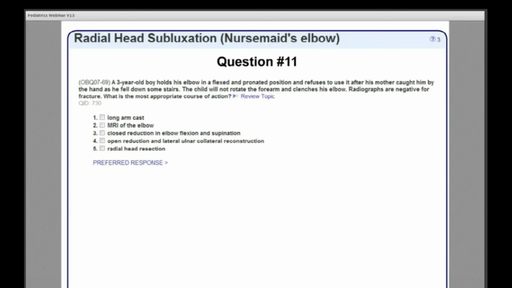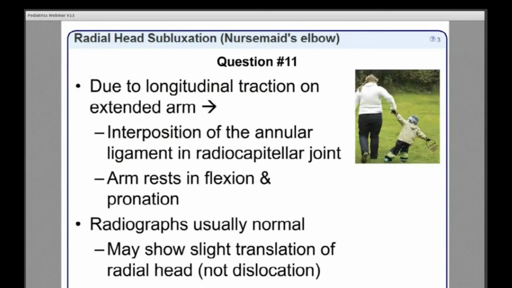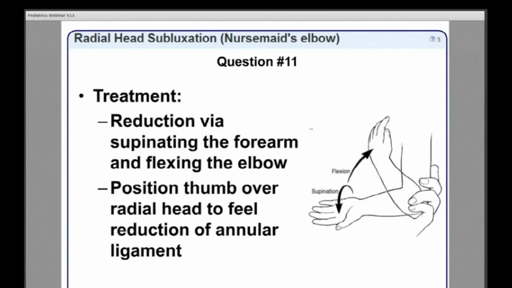In order to answer this question, you need to recognize from this vignette that the patient has a nursemaid's elbow. This is due to longitudinal traction on the extended arm, which results in interposition of the annular ligament in the radiocapitellar joint. The arm subsequently rests in flexion and pronation. The radiographs are often normal, although they might show slight translation of the radial head, but not a true dislocation.